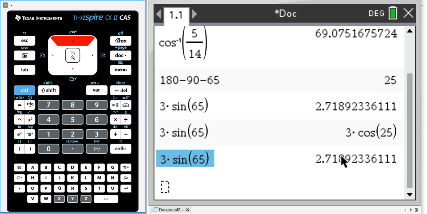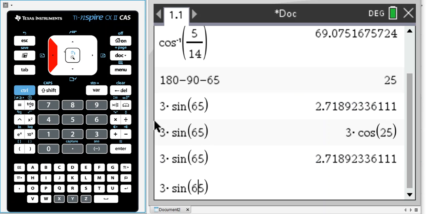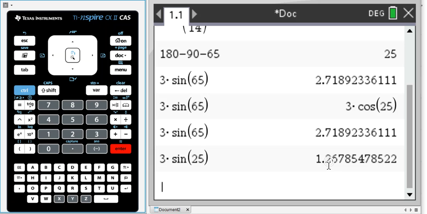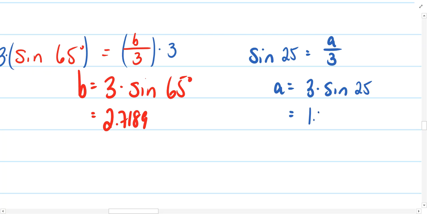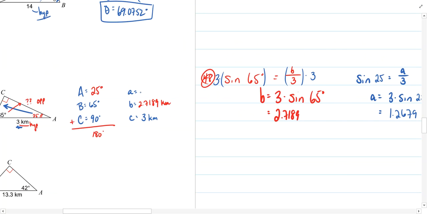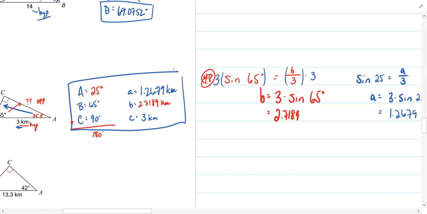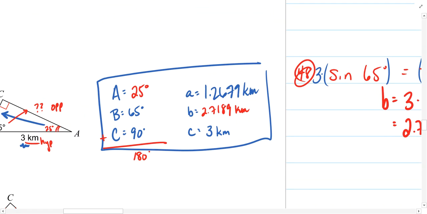So we'll say 3 times sine of 25 degrees. There we go. 1.2679 kilometers. And now we've solved the triangle. We have all angle measures and side lengths to that triangle, and we are finished.